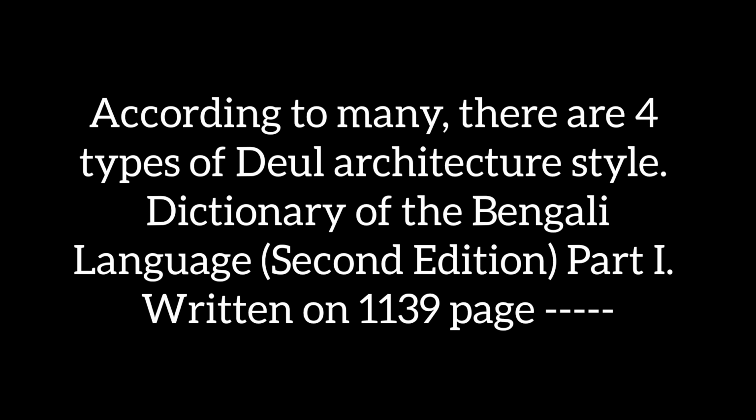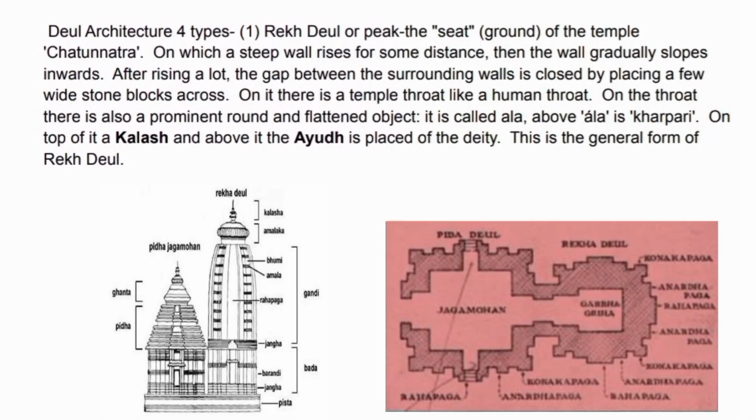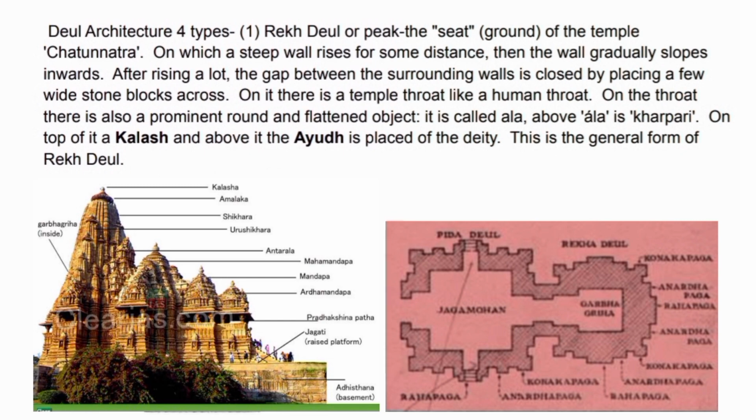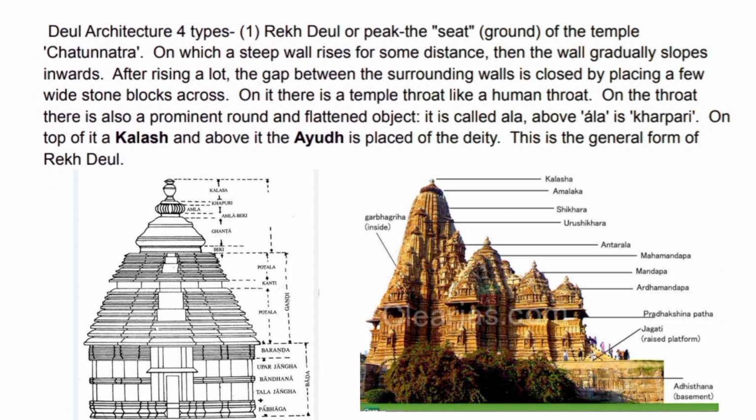According to many, there are 4 types of Deul architectural style. Dictionary of Bengali Language, 2nd edition, part 1, page 1139. Deul architecture, 4 types. Rekh Deul, or peak: the temple's seat on the ground rises on a steep wall for some distance, then the wall gradually slopes inwards. After rising a lot, the gap between the surrounding walls is closed by placing a few wide stone blocks across. On it there is a temple throat, like a human throat.